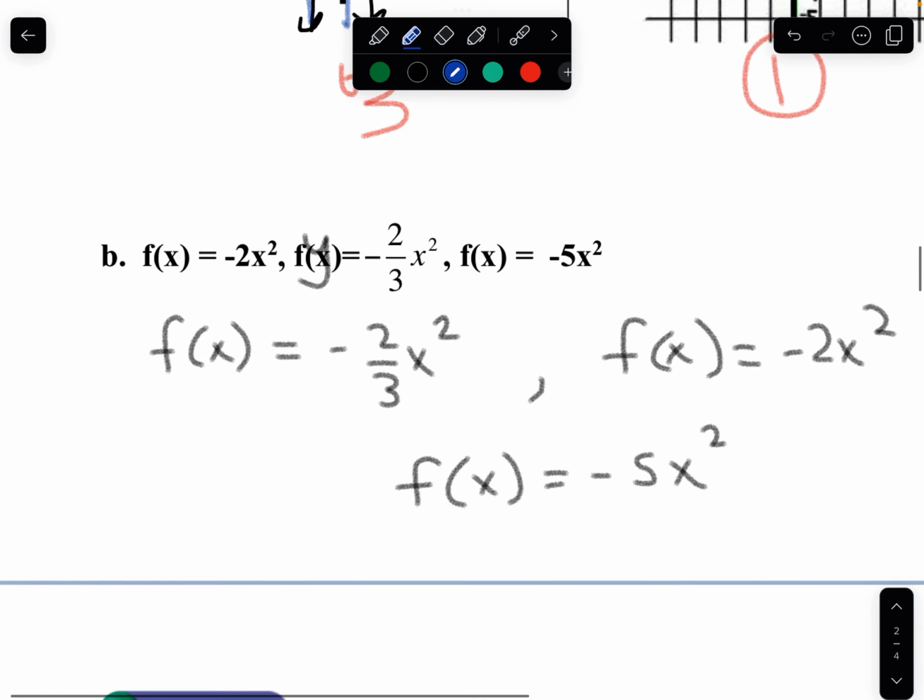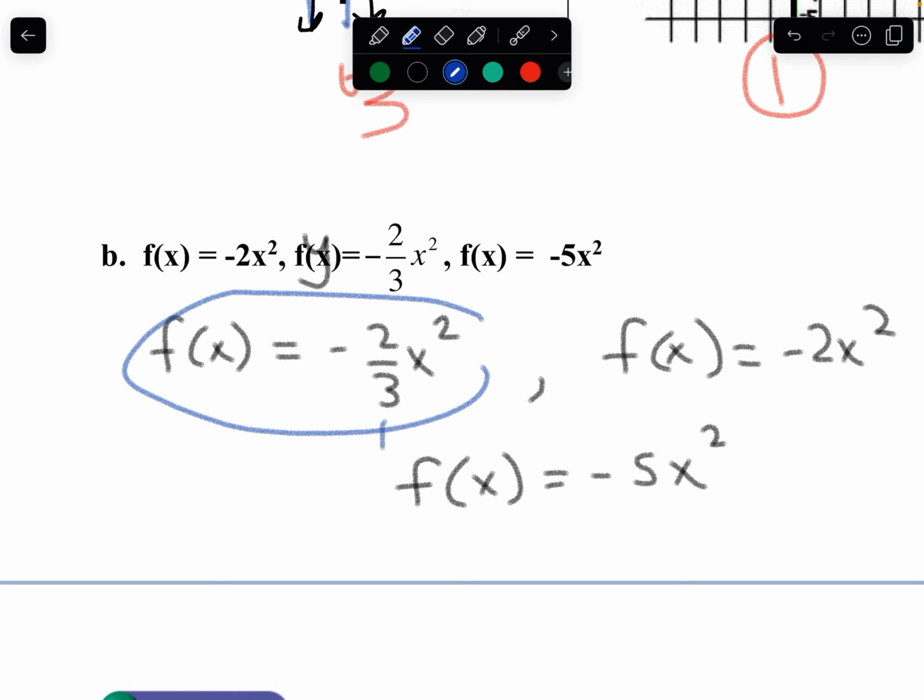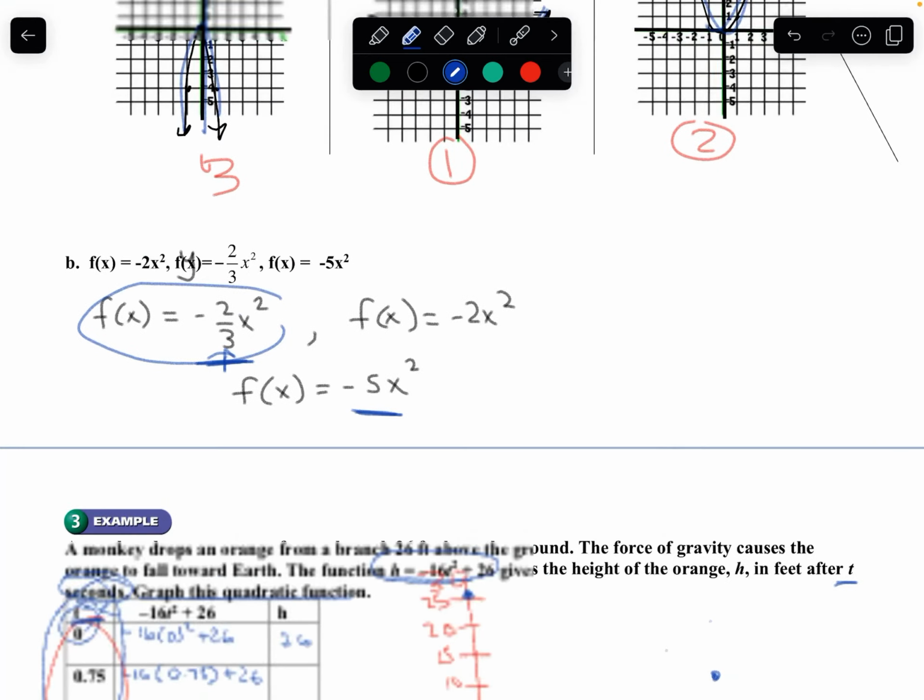So when you're ordering, the lowest one comes first, and then the next one is that and that. You ignore the negative. The negative means that all these graphs are going down, okay? And the widest one is this one here. The narrowest one is the -5.